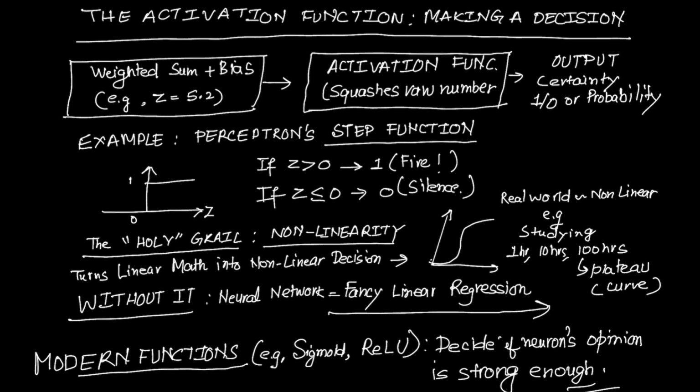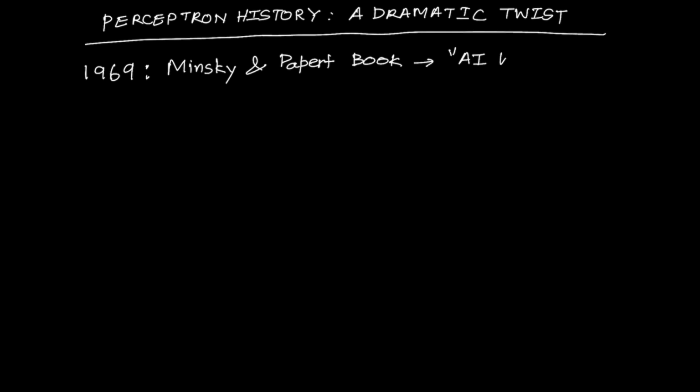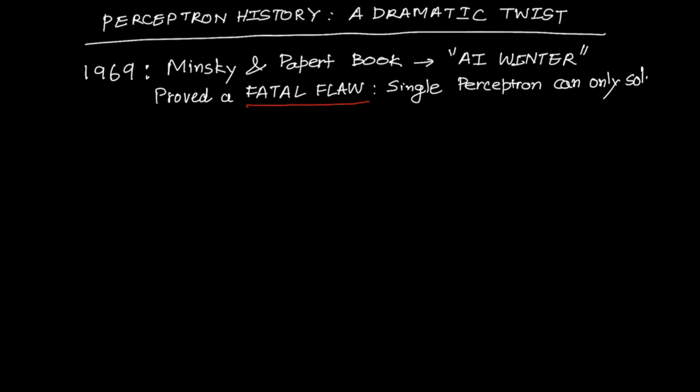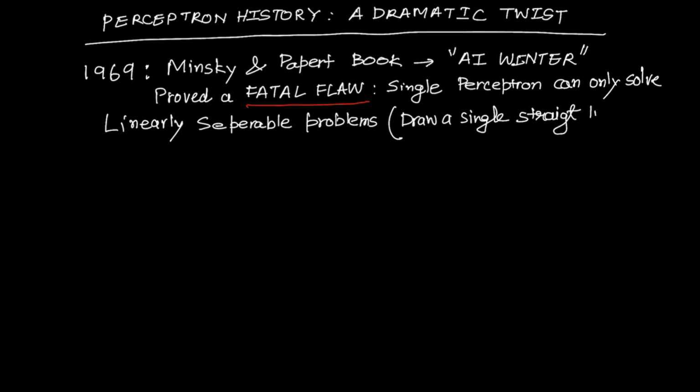Before we wrap up, I have to tell you the dramatic twist in the Perceptron's history. In 1969, Marvin Minsky and Seymour Papert published a book that almost killed AI research for a decade. They proved that a single perceptron has a fatal flaw. It can only solve linearly separable problems. It can separate a group of dots if you can draw a single straight line between them.